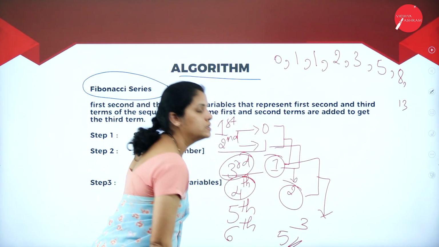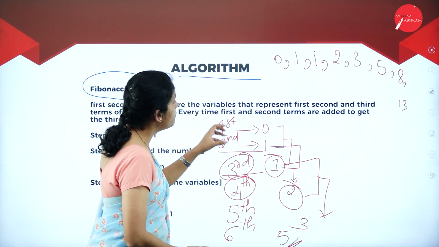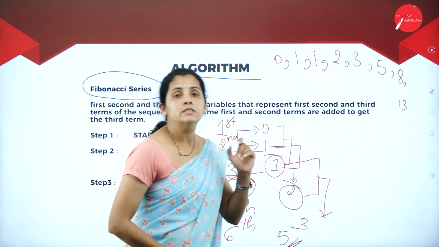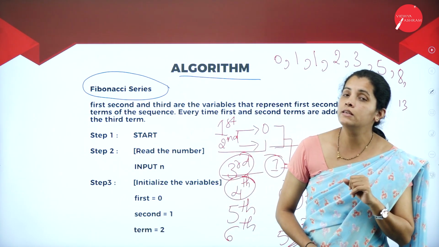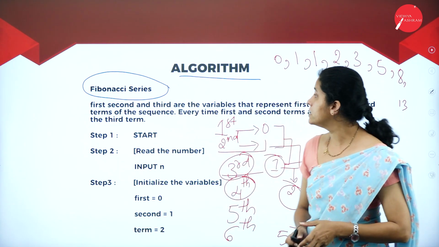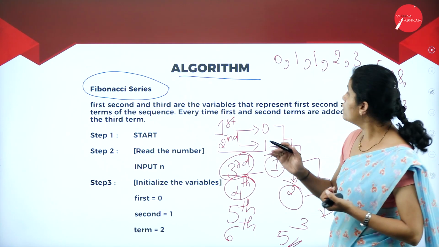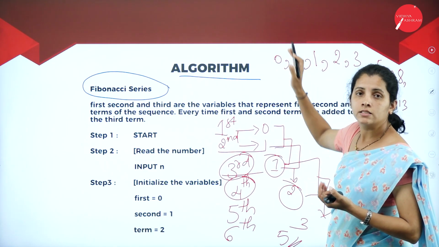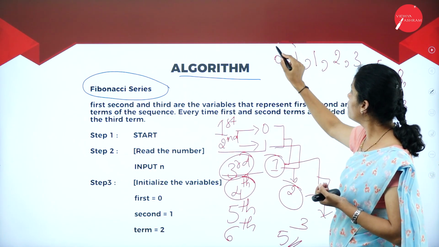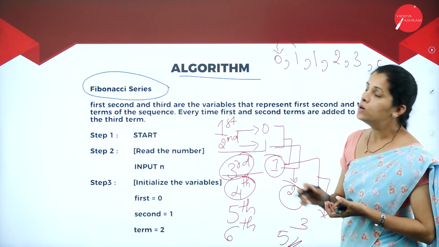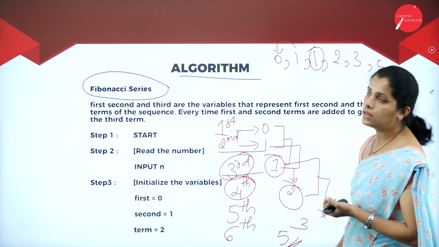I'm going to have 5. So this is the way you can generate the Fibonacci series. Here, the Fibonacci series is nothing but the number series that starts from 0 and 1. Suppose I want to get my third number, what do I do? I add these two to get my third number.